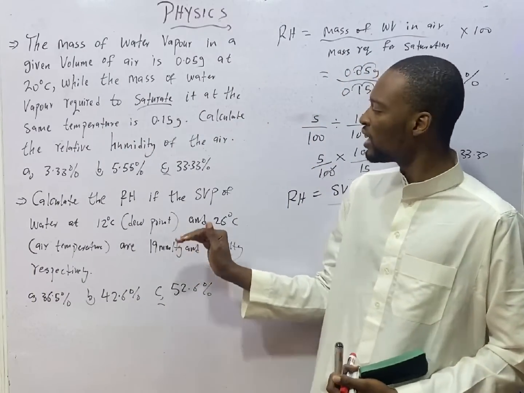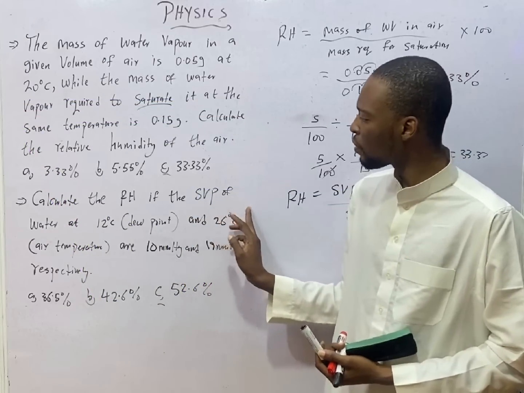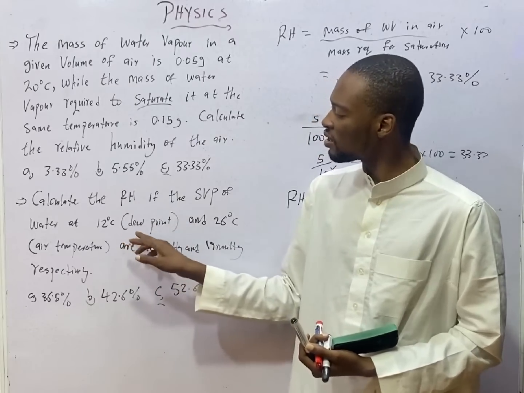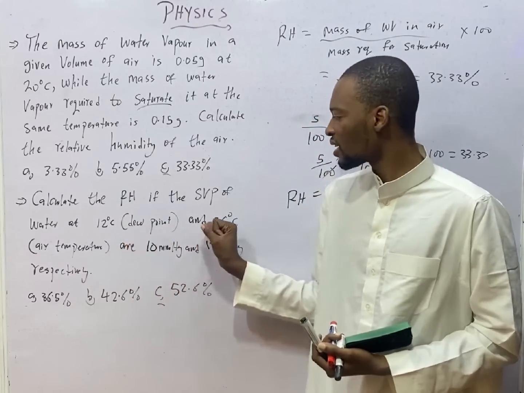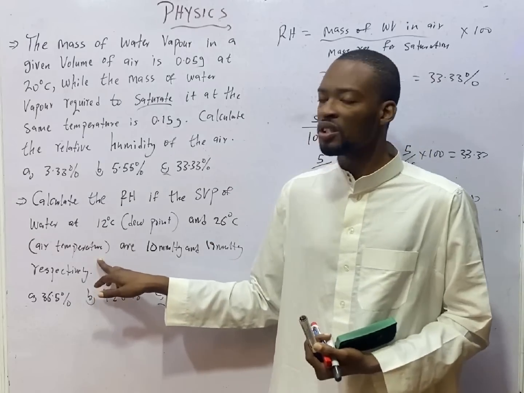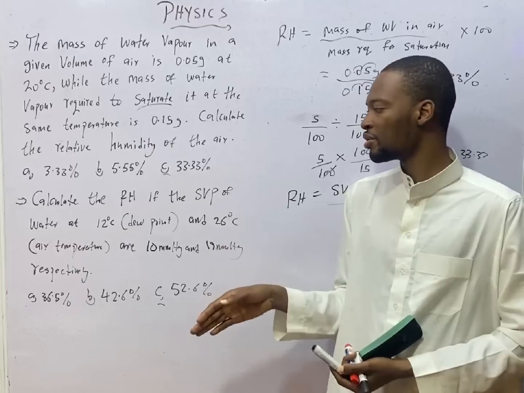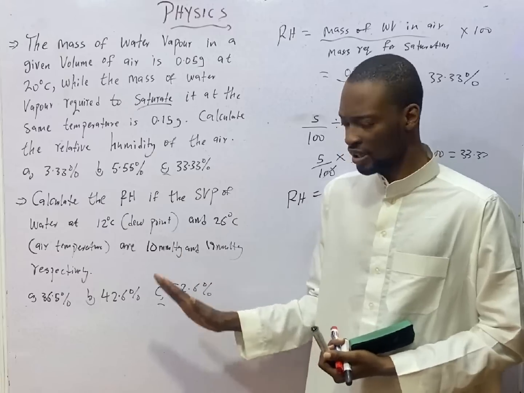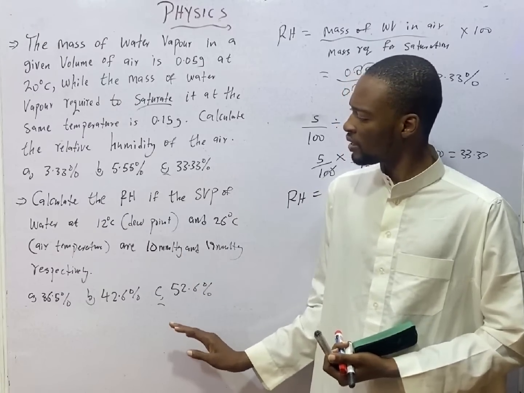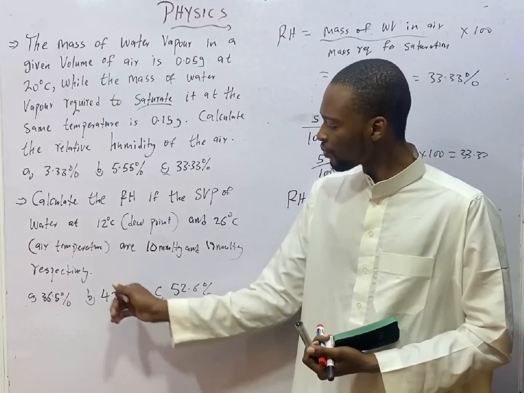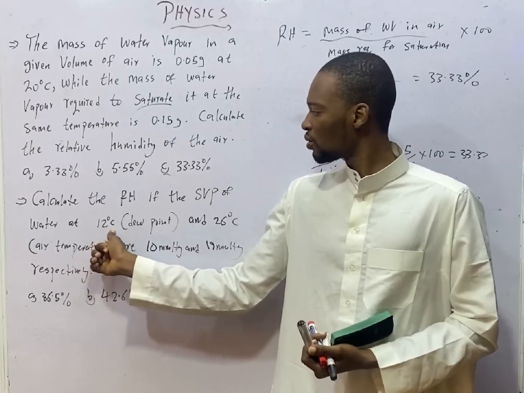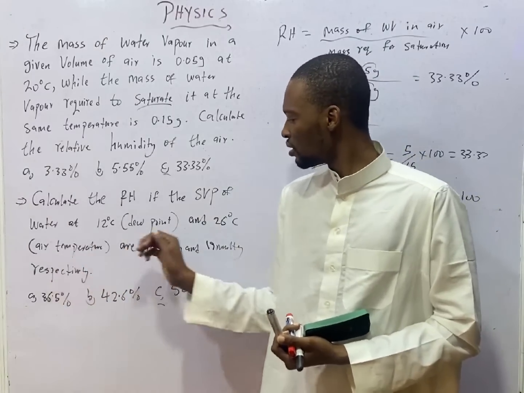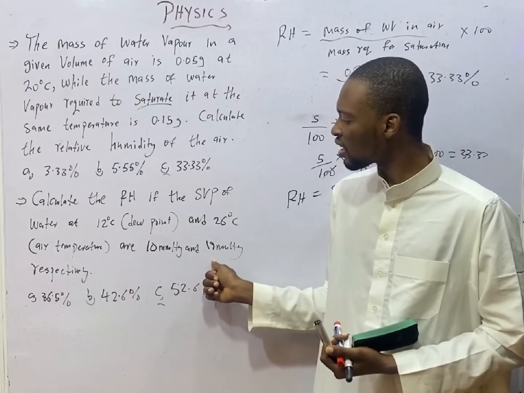It says, calculate the relative humidity if the saturated vapor pressure of water at 12 degrees Celsius, which is the dew point, and 26 degrees Celsius, the air temperature, are 10 millimeter mercury and 19 millimeter mercury respectively. Let's simplify this question. At dew point, the pressure is 10 millimeter mercury. At air temperature, the saturated vapor pressure is 19 millimeter mercury.